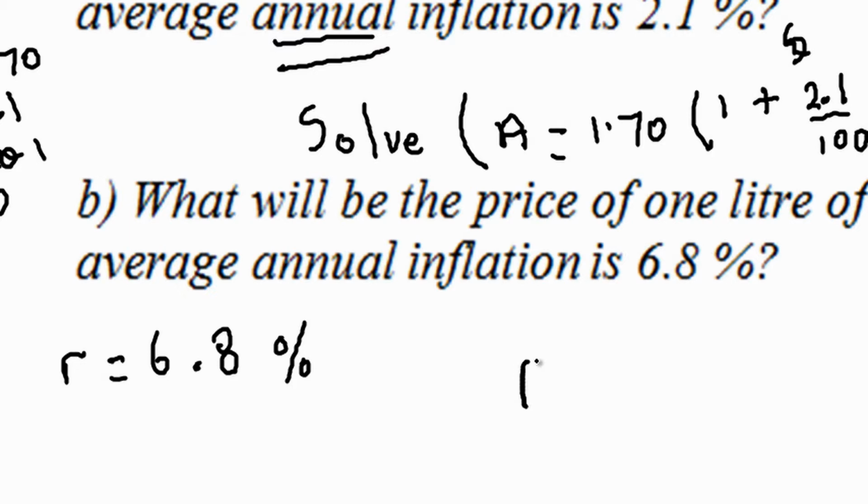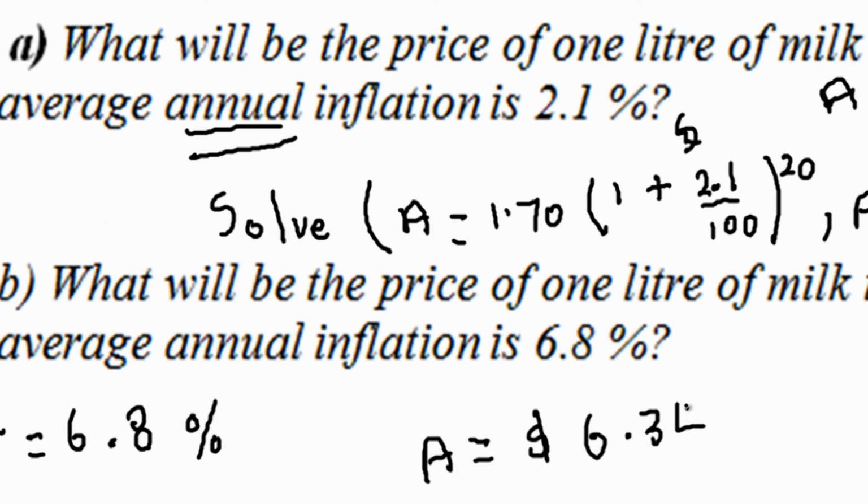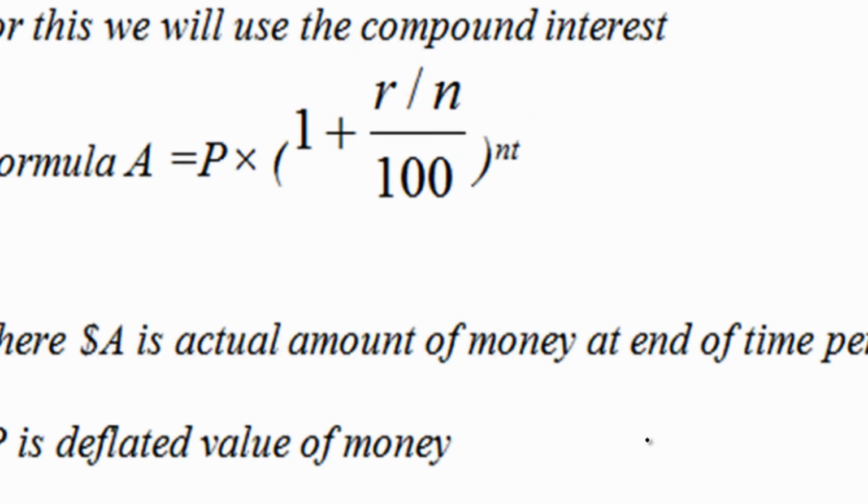So just plug it in on your calculator, it's exactly the same steps, and you get an answer of $6.34. And that's, I think, a more realistic figure, because farmers will be struggling if it stayed at 2.1% anyway. That's right, I agree. Prices are always going up, and that's the general trend of inflation. Right, the last bit in this section is called purchasing power.